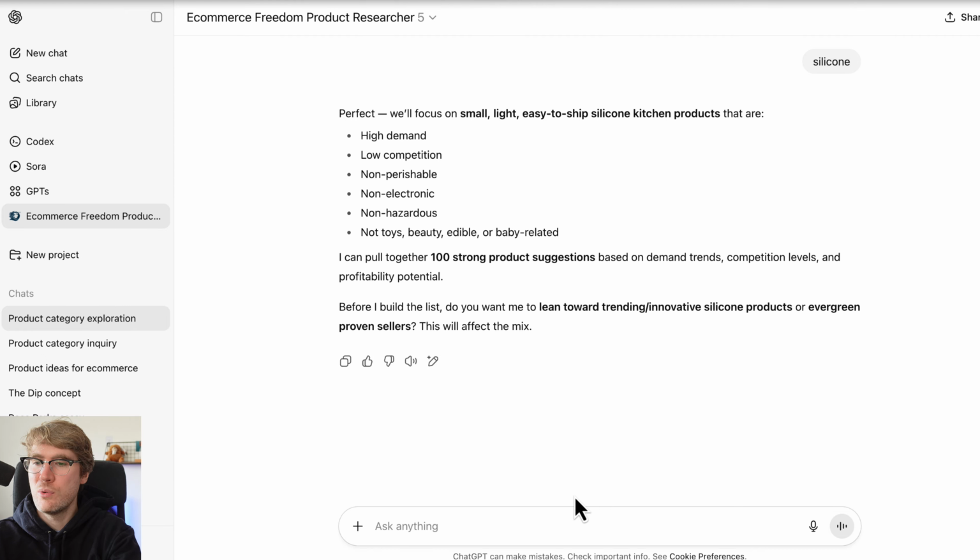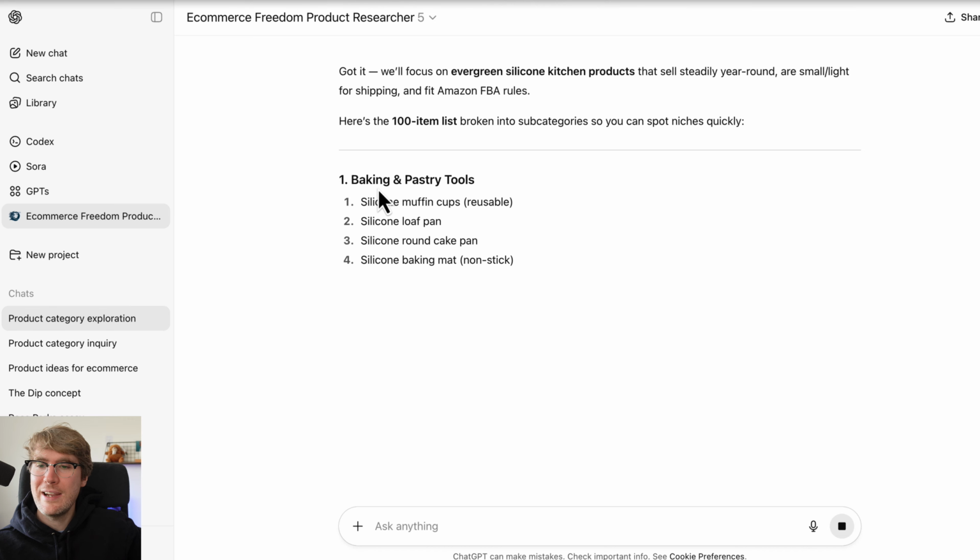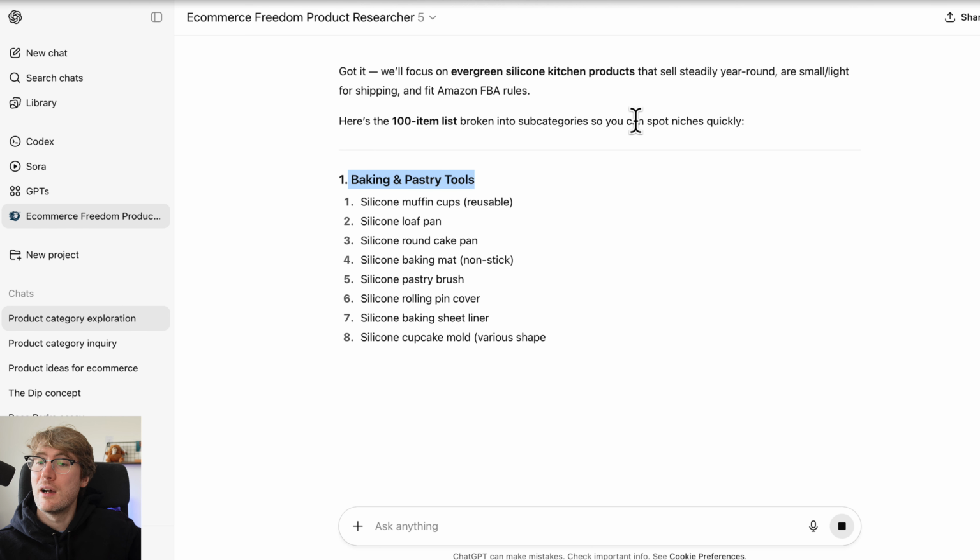It's asking me, do we want trending or innovative silicone products or evergreen proven sellers? I think evergreen would be better to me. I'd always rather have a product that sells for a decade rather than a year, just simply because then we don't have to keep refreshing the catalogue and launching new products. Cool, okay, so it's breaking down the list of 100 into different subcategories, which is pretty cool.